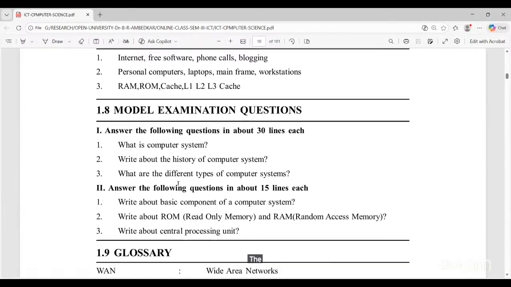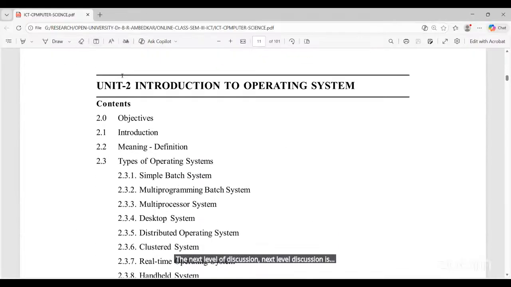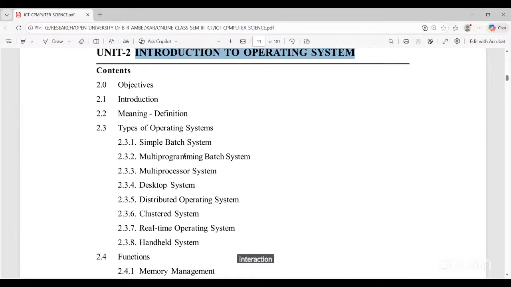The next level of discussion is very much important: introduction to operating system.